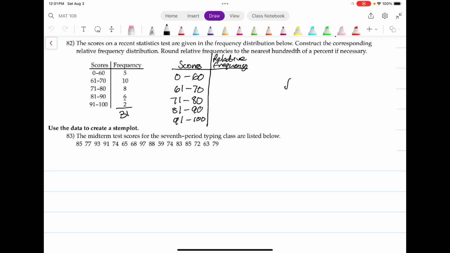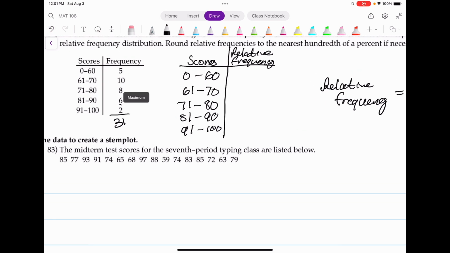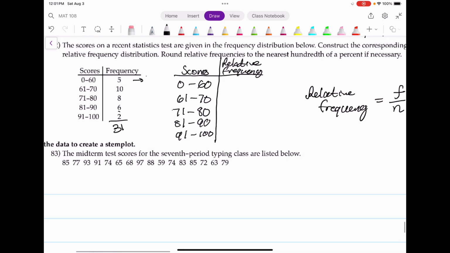So I'm going to write the formula down here to find the relative frequency. That is going to be the class frequency divided by the total frequency, or the sample size, if you want to call it the sample size. So for the first one, that is going to be 5 divided by 31, 10 divided by 31, 8 divided by 31, 6 divided by 31, and 2 divided by 31.